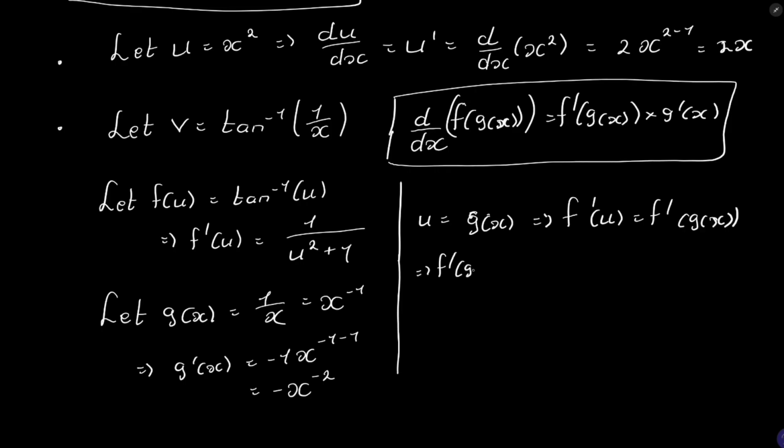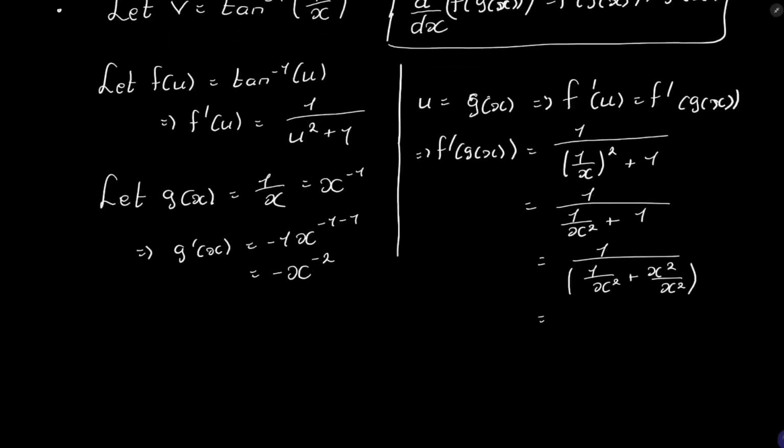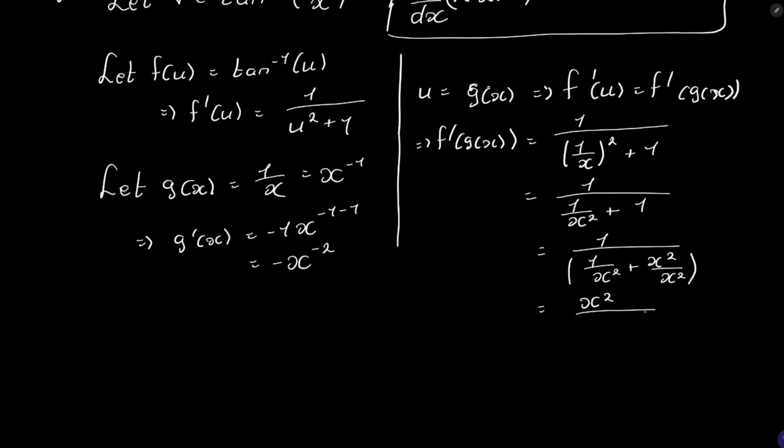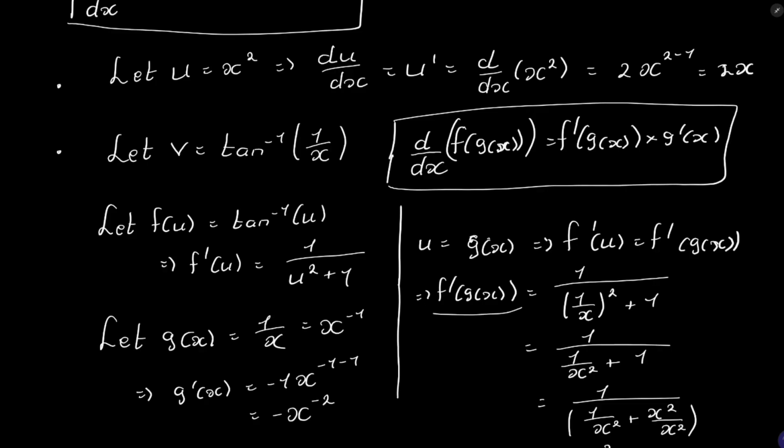Implying that f prime of g of x gives us the function f prime of u, 1 over 1 plus what's our g of x, 1 on x squared plus 1. Simplifying this, we have 1 on x squared plus 1. Simplifying this further, what do we have? We have 1 on x squared plus x squared on x squared, which gives us the function x squared on 1 plus x squared. So now we have our term f prime of g.